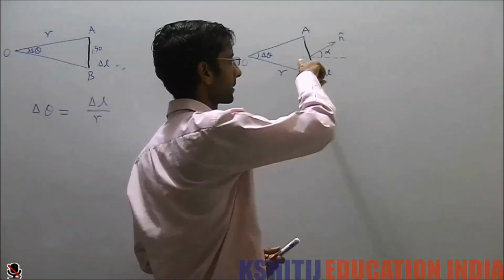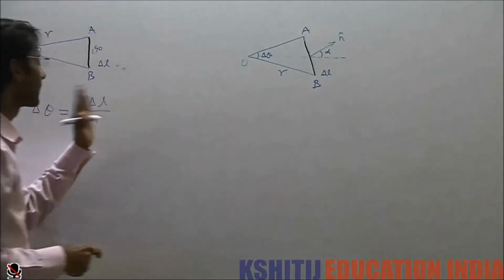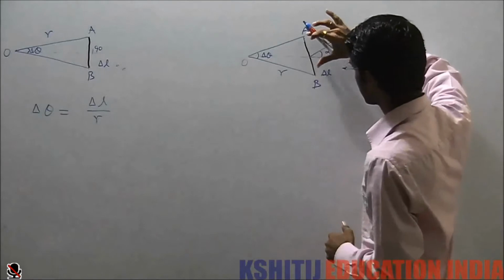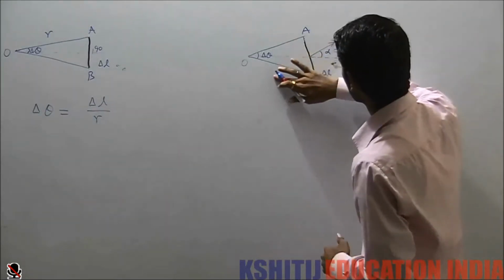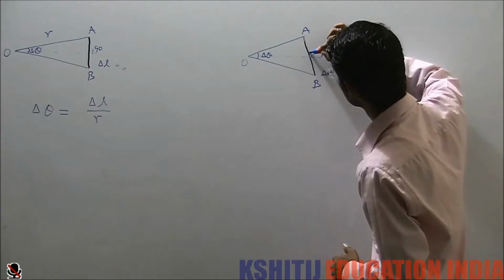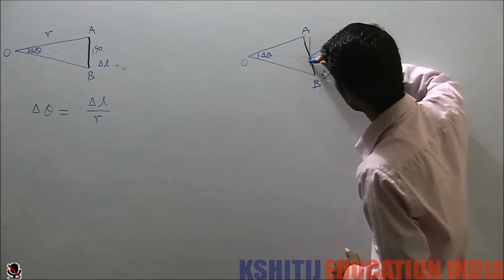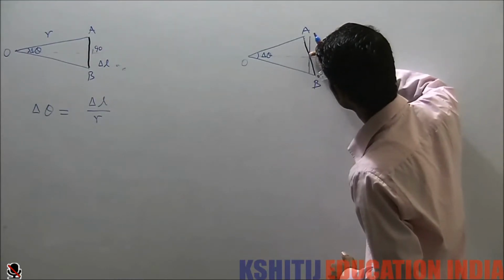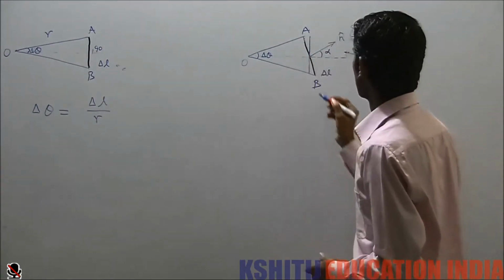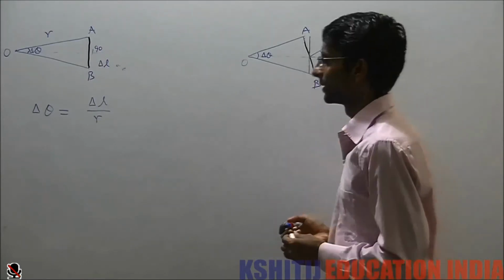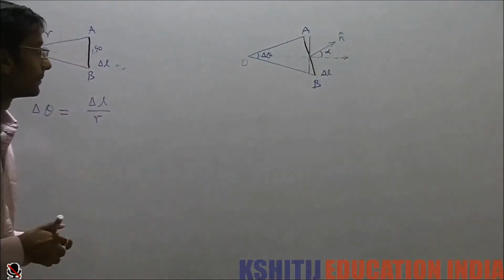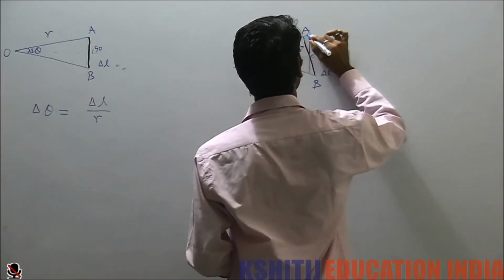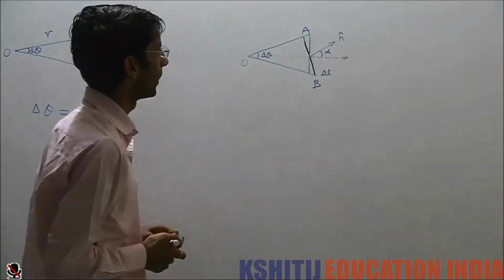But here, things are different. That means the curve is inclined by some angle alpha. So what we will be doing, we will be making this curve in this manner, perpendicular to this. If we do so, its positive normal will be pointing in this direction. Its positive normal now will point in this direction.